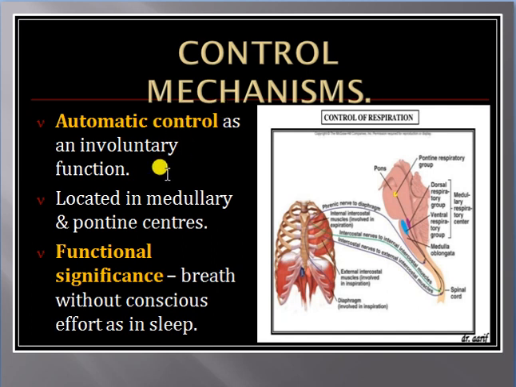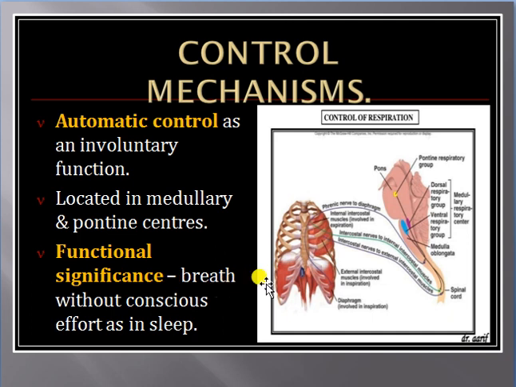So the control mechanism is mainly an involuntary function, not a voluntary function. You know already the meaning of involuntary function, so there is no involvement of yourself. It automatically happens. So how does this involuntary function happen? Through the nerves, located in the medullary and pontine centers.